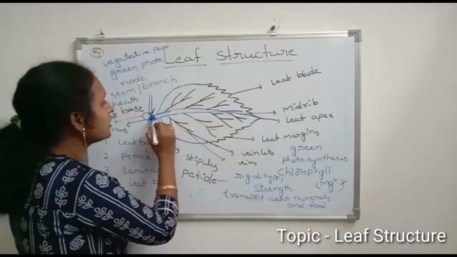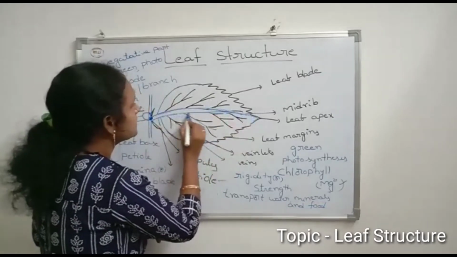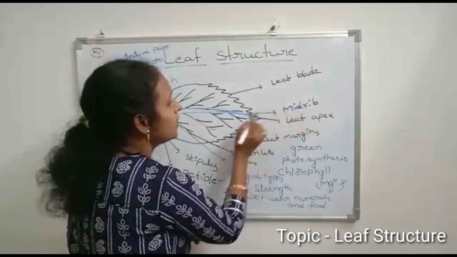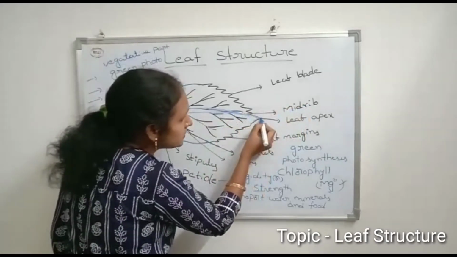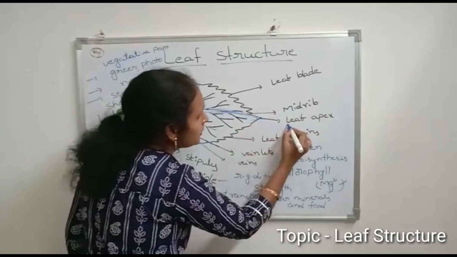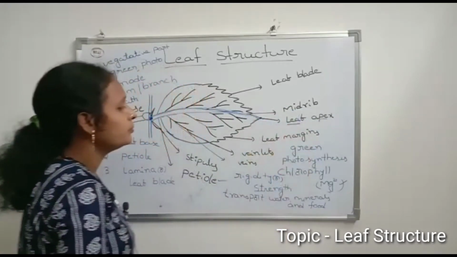The middle prominent vein is called the midrib. This portion is the leaf apex.